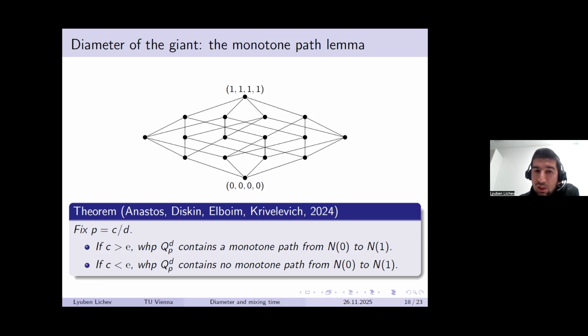And it turns out that this event has a sharp threshold. And this sharp threshold is e. So if your constant is larger than e, then with high probability, you have a monotone path which connects the neighborhood of 0 to the neighborhood of 1. And then if your constant is smaller than e, then you do not contain such a path with high probability.